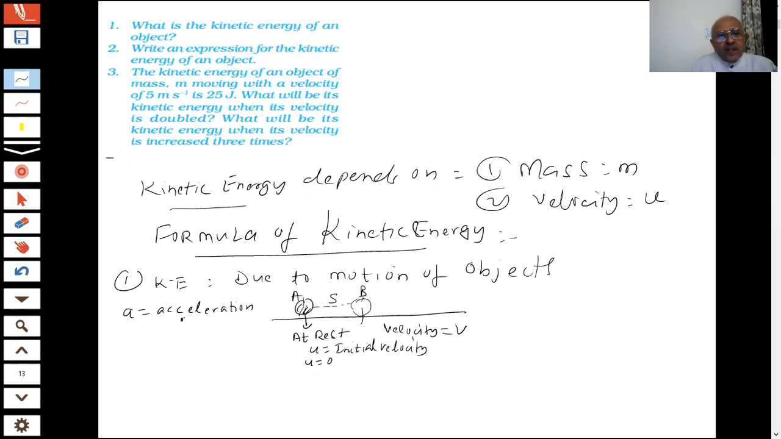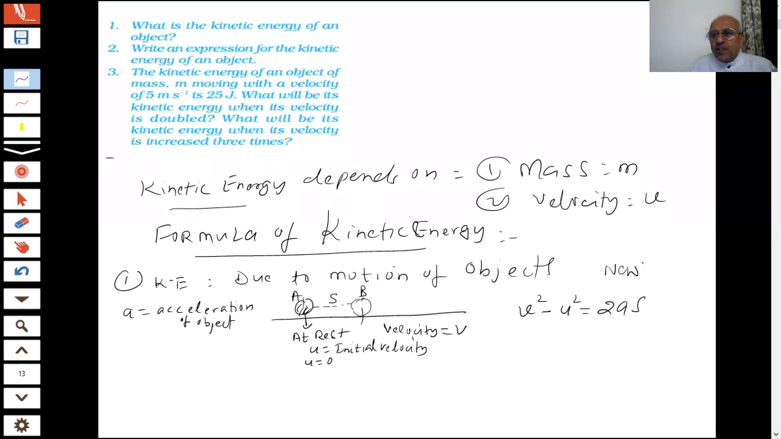A is the acceleration of this object, students. Then in the chapter of motion, what did we study? There is a relationship between the acceleration produced and the distance covered. What is that relationship we studied? V square minus U square is equal to 2as.